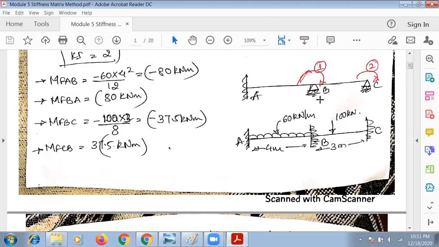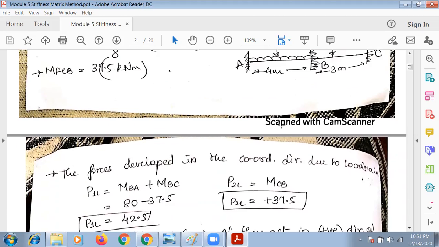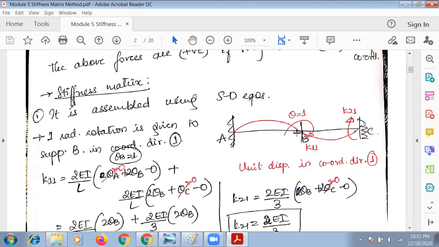I'm going to add loads and rotations at B first. Then after that, I'm going to do the same process for C. Because this is the first coordinate direction at B, always I'll apply a rotation which is clockwise. So that's why I'm going to draw it like this. Show it clockwise first like this, then write theta is equal to 1, that means theta is equal to 1 radian.